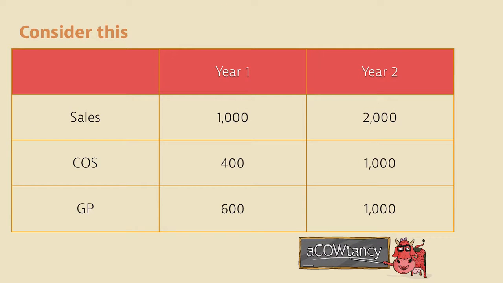So looking at this, you can see that sales have doubled in year 2, and so therefore you'd expect cost of sales to double. But cost of sales have more than doubled, and so hopefully you can see that that is probably where there's something going wrong, or there's something strange happening. You want to know why the gross margin has changed, why cost of sales increased more than sales. There may be a good reason.